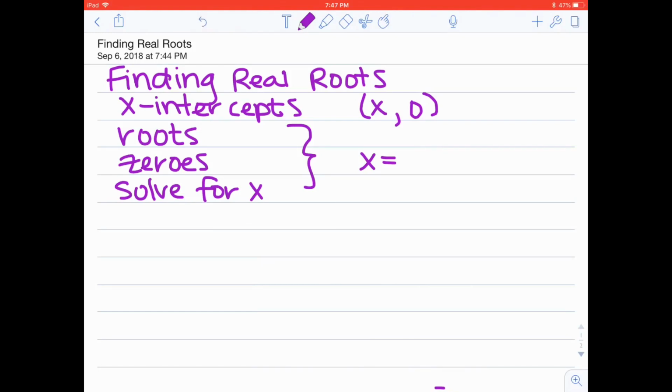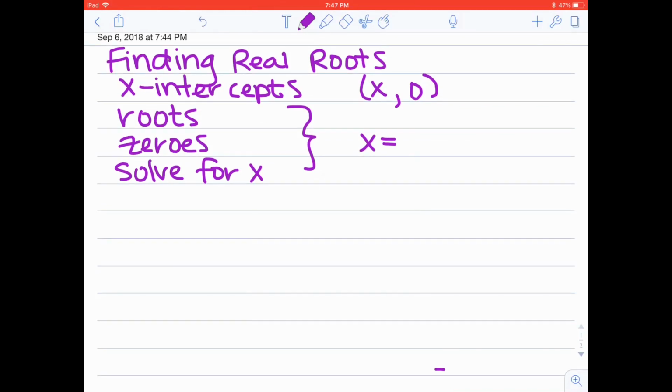Okay, so this video is basically all the different ways you can factor, because when we find real roots by hand without a calculator, we're going to be doing it by factoring. So the first type of factoring that I want to remind you of is GCF, or greatest common factor.